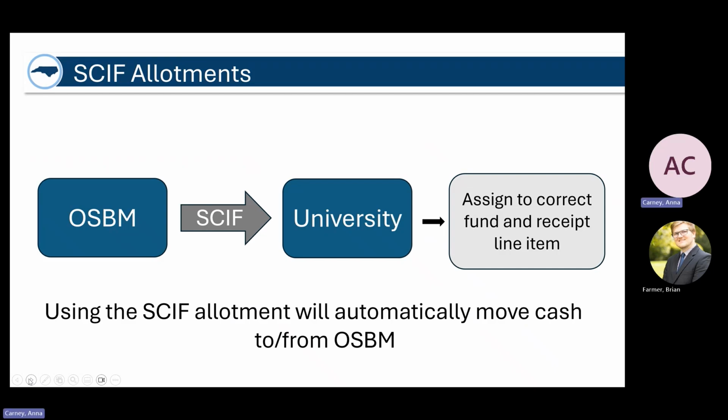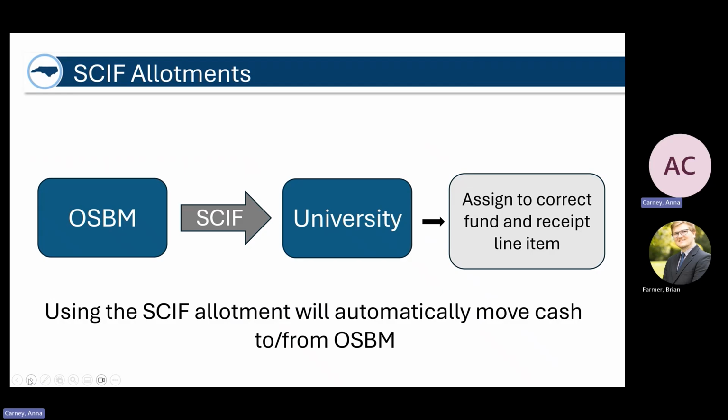SCIF allotments we'll talk about more in depth. This graphic is really just to show that when SCIF allotments are processed, it automatically triggers a journal entry that moves the cash from OSBM to the university, who then assigns it to the correct fund and receipt line item. So like it says at the bottom, using these will automatically move cash.